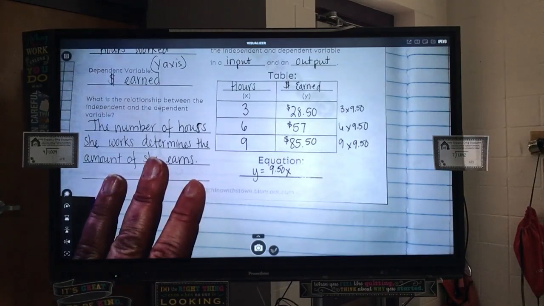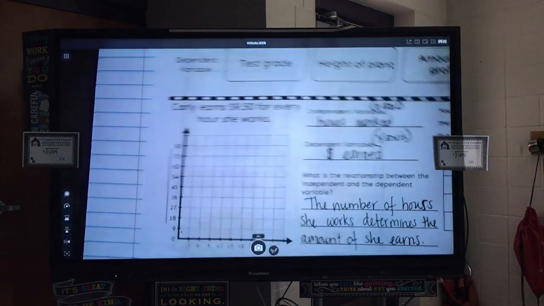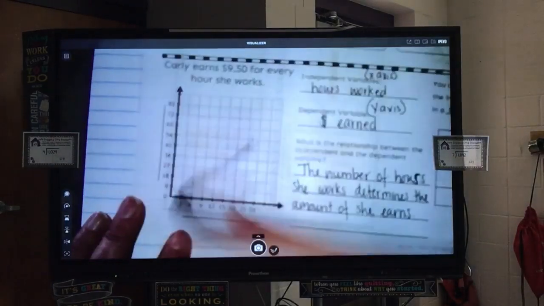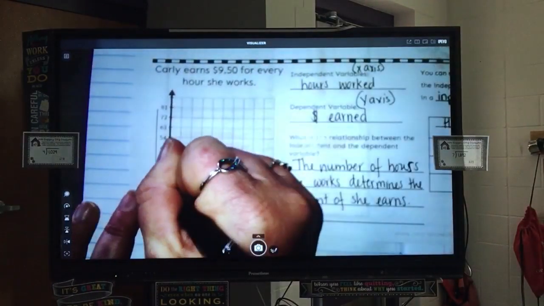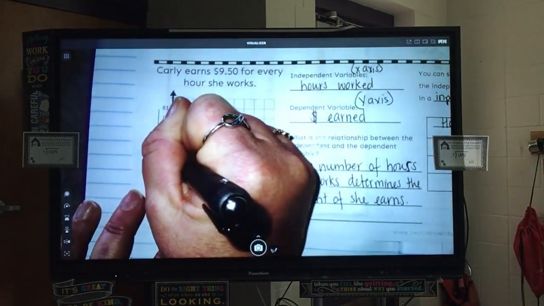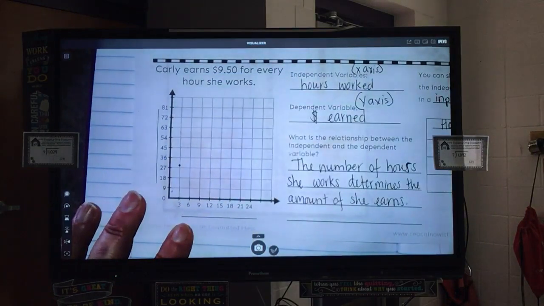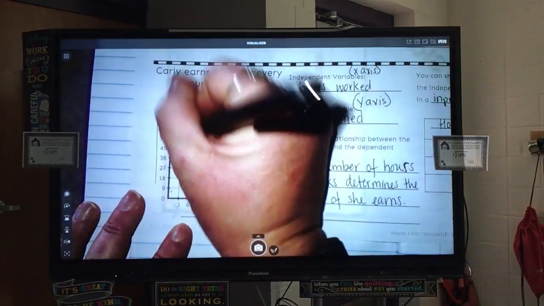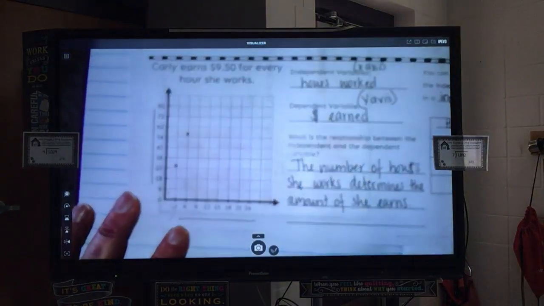That's fine, as long as your Y is equal to your 950X. Alright, so let's slide over here to our graph. Again, we have it fairly easy. We're going to do 3 hours and 2850 is about there. 6 hours, 57 is about there. And then 9 hours, 8550 is about there.